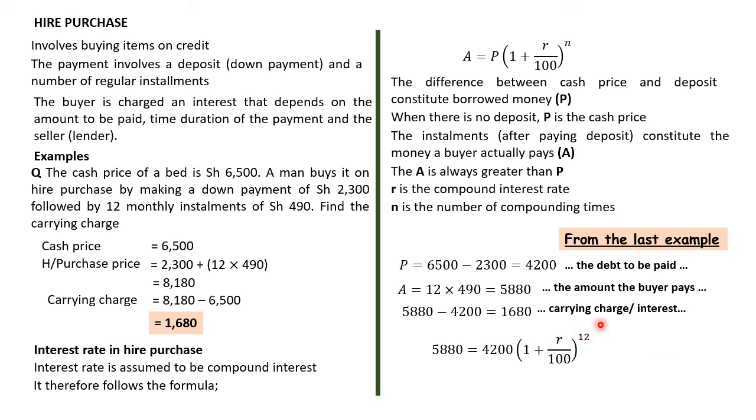If we want to get the interest rate, we just have the amount, A, equals P, 4,200, in brackets 1 plus R all over 100, raised to the power 12. And using the knowledge of indices and logarithms, we can look for the value of R. I've done that for you. You can always try it out. R is 2.84%. I should say that the procedure for arriving at the value of R is a little technical, and so we'll look at that in the next video.